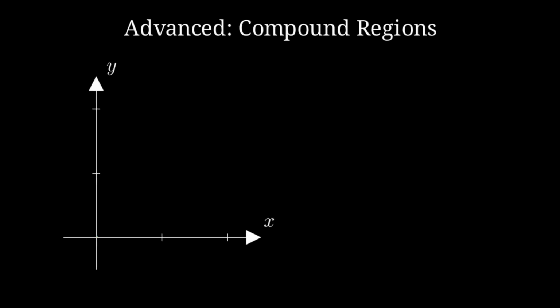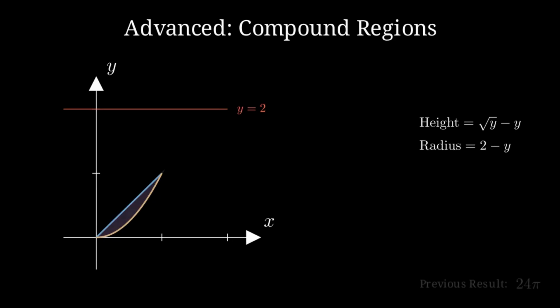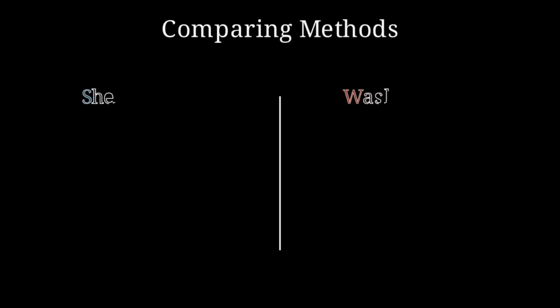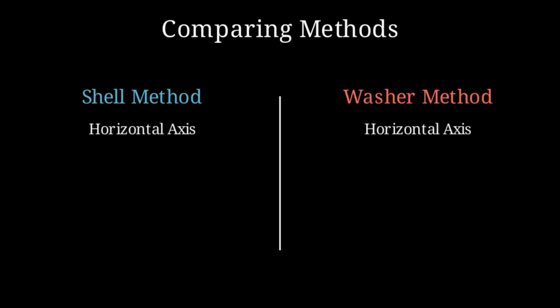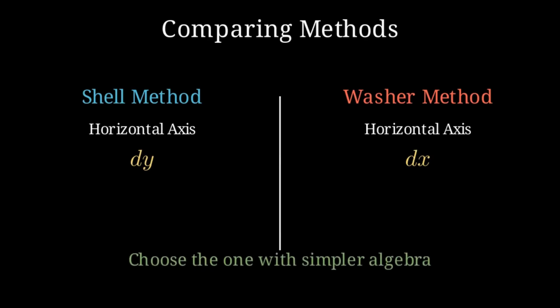What if the region is bounded by two curves? The height of the shell is simply the right curve minus the left curve. The radius logic remains the same, distance from the axis of rotation to the representative strip y. It is helpful to compare. For a horizontal axis, shells use dy and washers use dx.